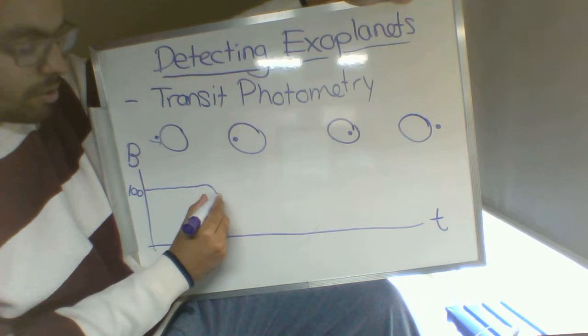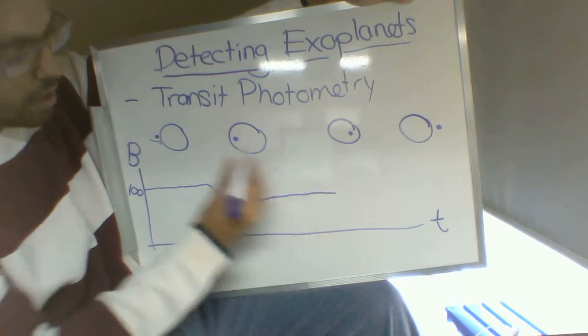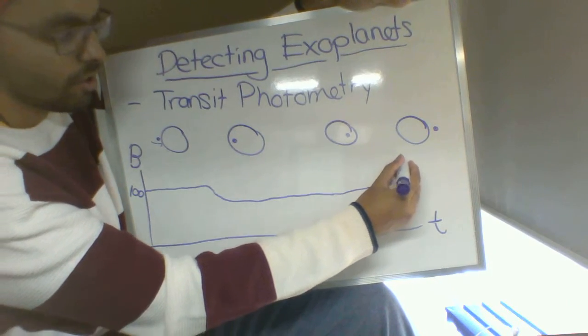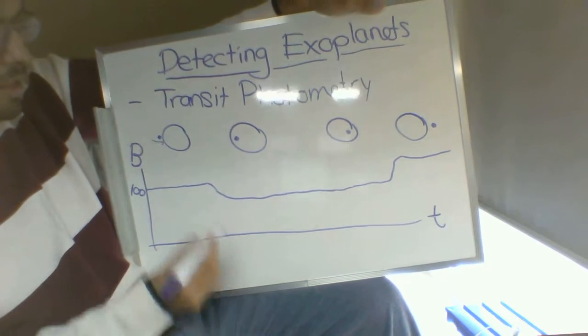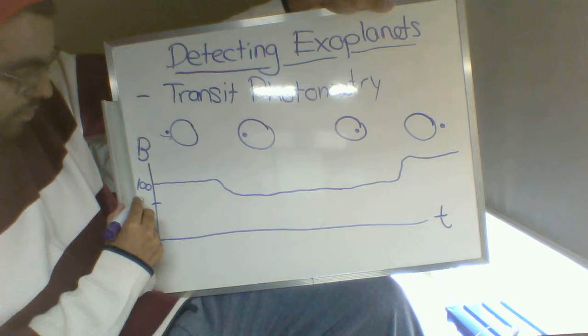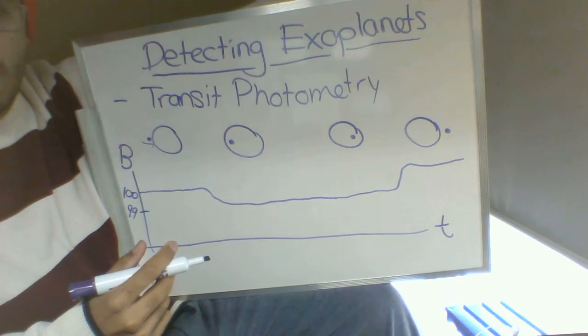So what happens is we notice a dip in the brightness, and that dip stays pretty constant because the size of the planet is constant, until the transit is over, when it goes back up to 100%. Now this dip is not going to be a very big one. This dip will maybe take it down to 99% or 99.5%.